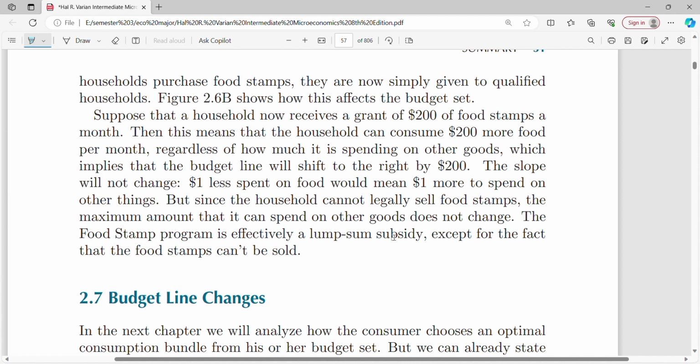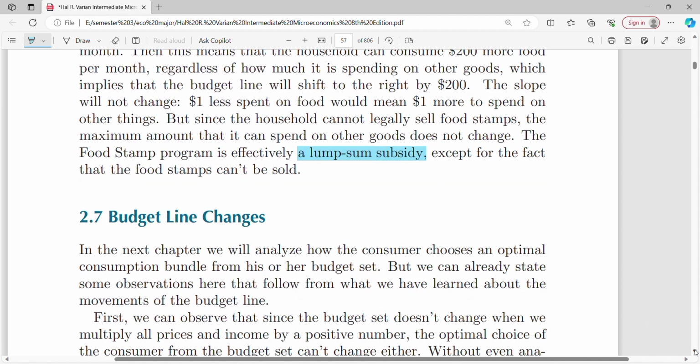But since the household cannot legally sell food stamps, the maximum amount that it can spend on other goods does not change. They can just get the food products but not sell them for money. The food stamp program is effectively a lump sum subsidy. Now it is a lump sum subsidy. Before it was a value subsidy, an ad valorem subsidy. Just get the difference and also those graphs.